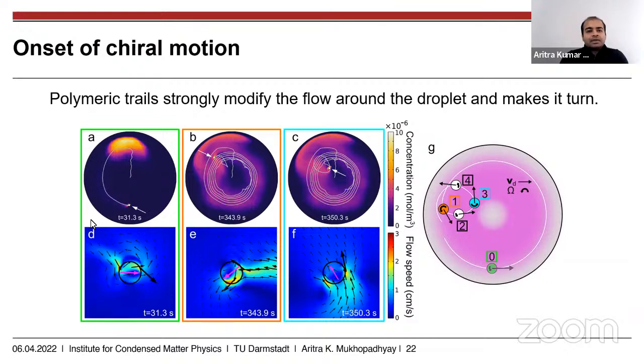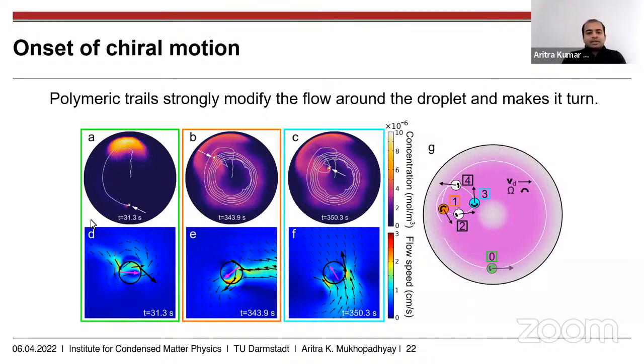But what happens after the droplet has taken many turns in the Petri dish and is almost in the chiral region, or the chiral dynamics domain? What you can see is that the flow around the droplet does not decay so fast, and the old chemical and the fresh chemical kind of alter the flow around the droplet. If you see carefully in panels E and F, there is a vorticity developing around the droplet. And this vorticity is actually responsible for making the droplet turn and go back into this annular structure of the chemical trail whenever it tries to go out.